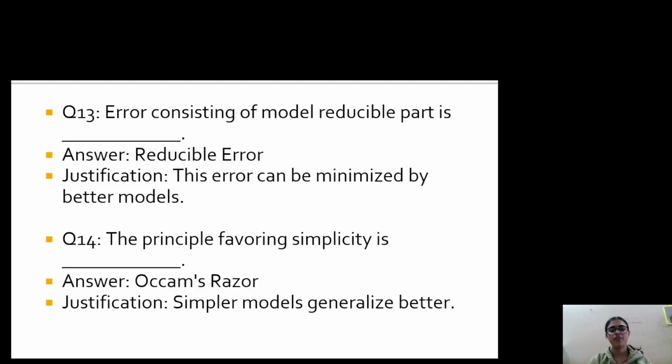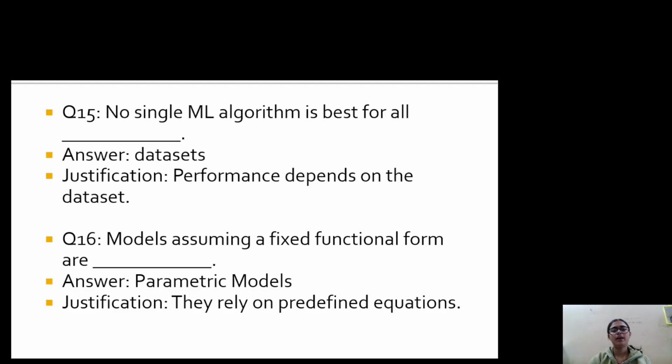Next, the principle favoring simplicity is called dash. So it is called Occam's razor. If multiple models explain the data, the simplest model is preferred. It avoids overfitting and improves generalization. Next, no single ML algorithm is best for all dash. So it's not best for all the data sets. No algorithm is universally best for all types of data sets, and this is also known as the no free lunch theorem, as we have mentioned in the last video as well.